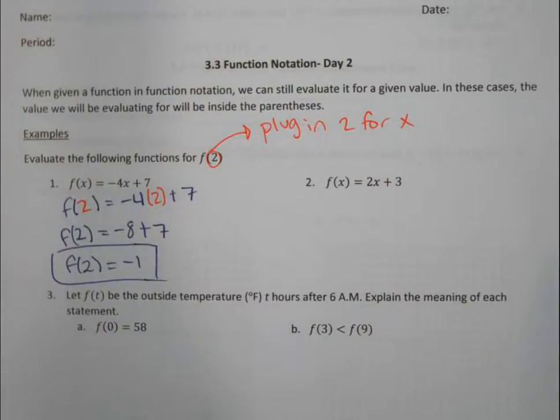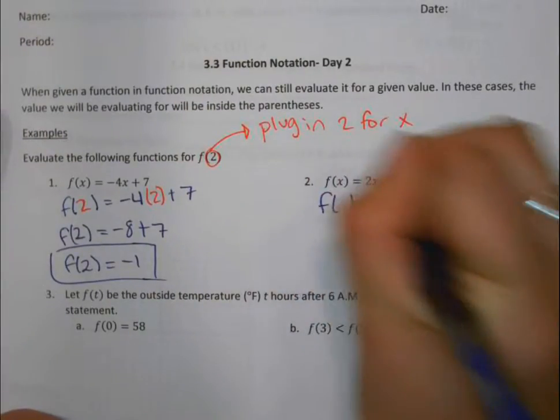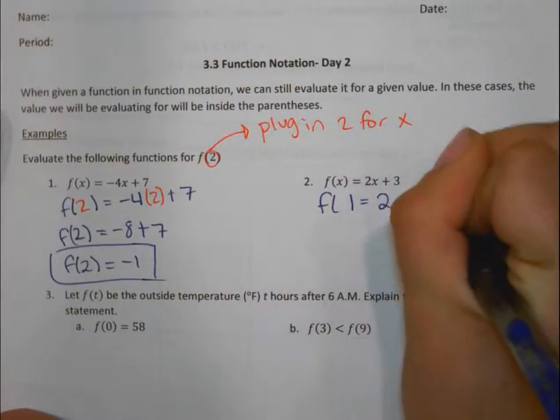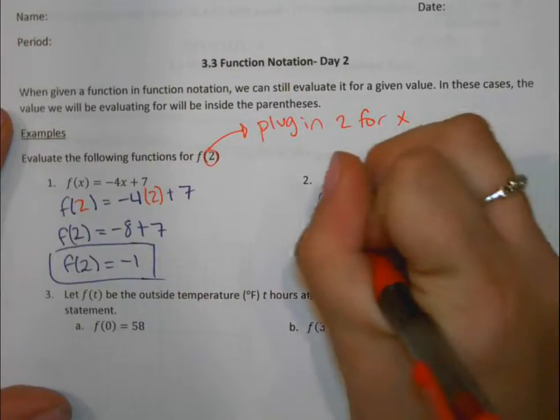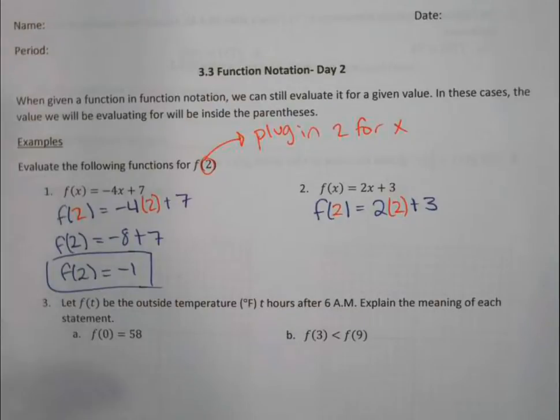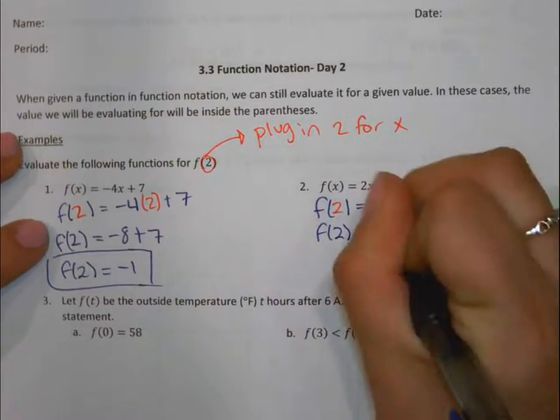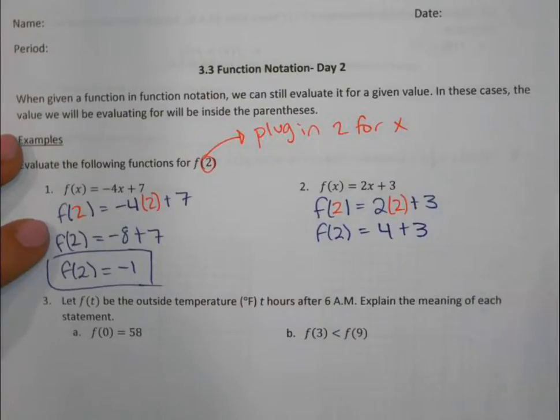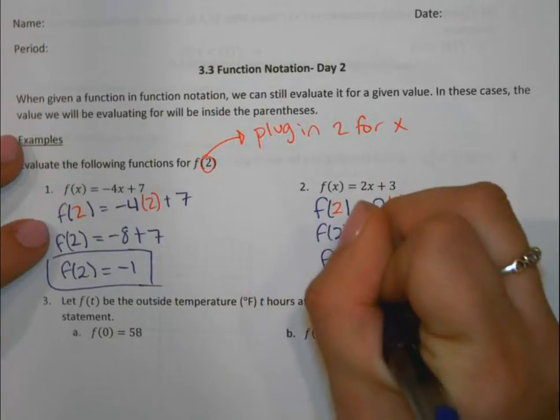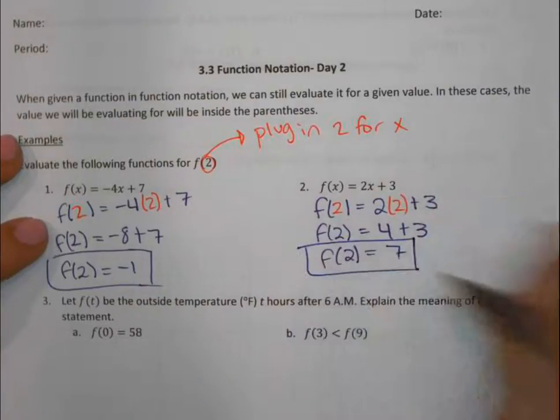I'm going to go ahead on number 2 and do the same thing. So I have f of 2 equals 2 times 2 plus 3. And since I'm writing in a different color pen, I just skipped the red 2's for now. Okay, so then I want to figure out what 2 times 2 is, which is 4. I have 4 plus 3, which is 7. So f of 2 gives me 7 on the second equation.